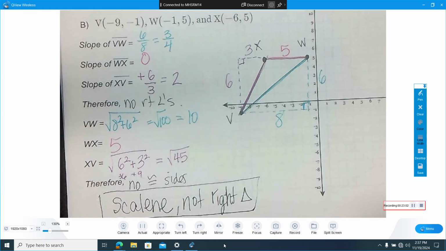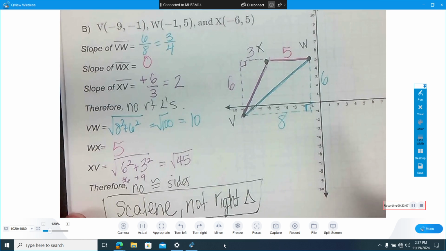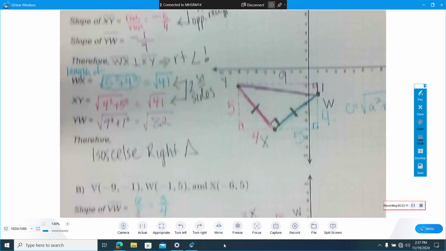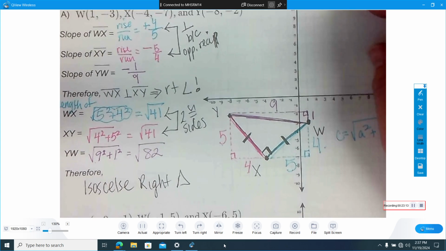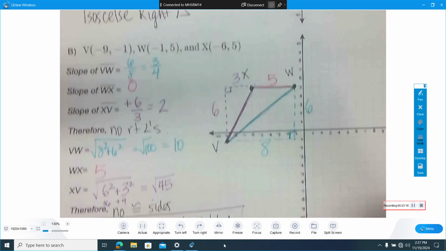It's not 90. It looks bigger than 90. It definitely is, but we haven't actually proven it. We're not doing that today. All right, ladies and gentlemen, you can get started on the assignment.